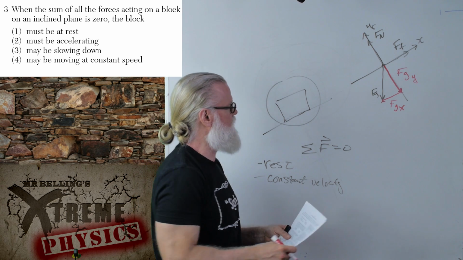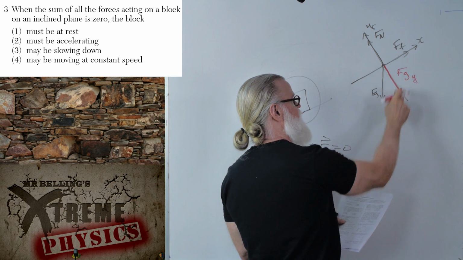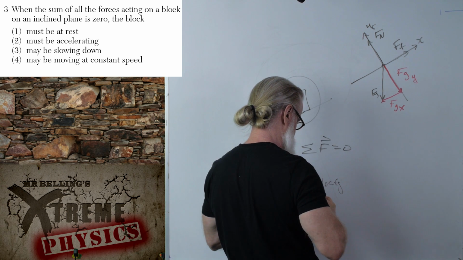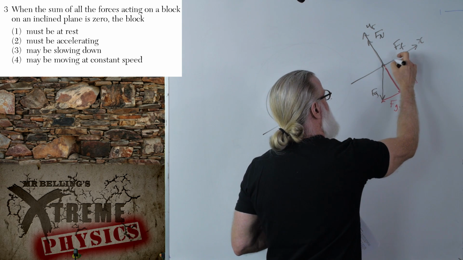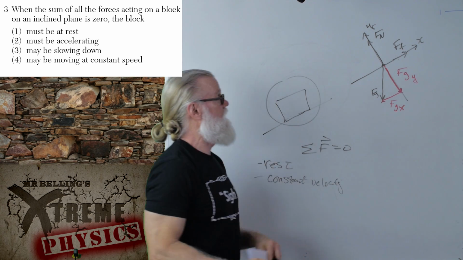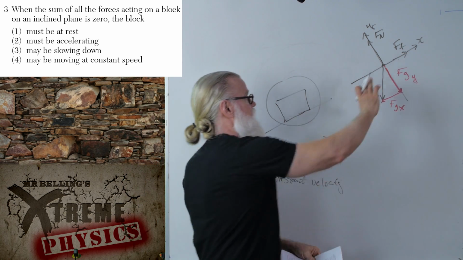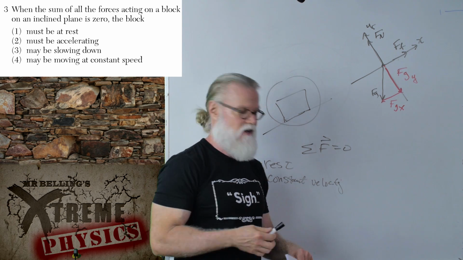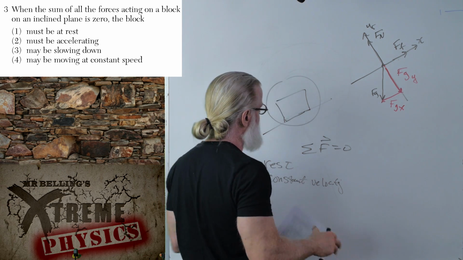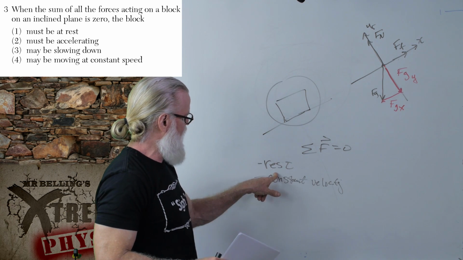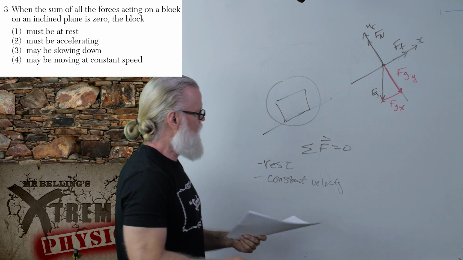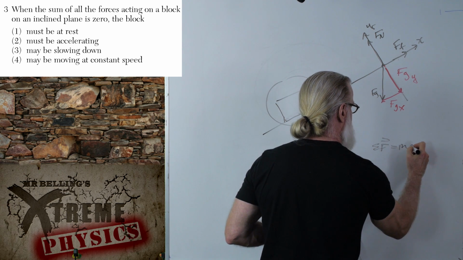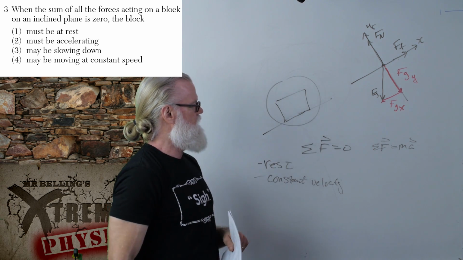If all the forces add to 0, then this force, Fgx, must be equal to the force of friction, even though I didn't draw it very well. Let me redraw my force of friction there, like that big. All right, so that one equals that one, and this one equals that one. That thing's in equilibrium. The vector sum of the forces is 0, and when the vector sum of the forces is 0, it's either at rest or at constant velocity. We know Newton's second law says the sum of the forces equals mass times acceleration, right?